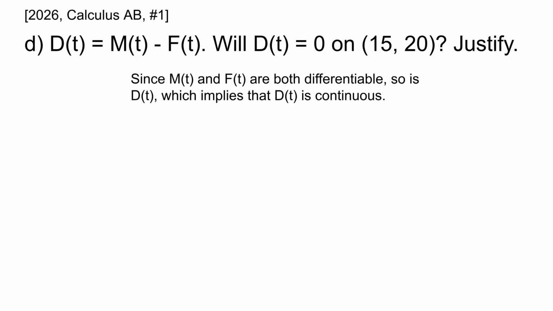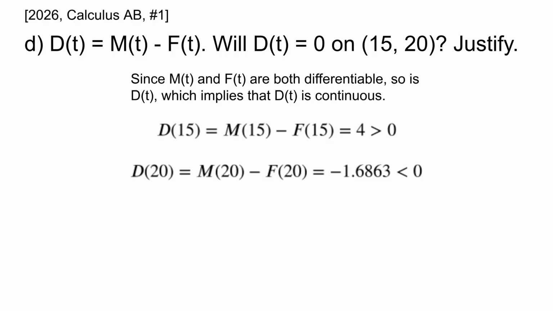To begin, since m of t and f of t are both differentiable functions, we can conclude that d of t is also differentiable, which implies that d of t is continuous. D of 15 is, by definition, m of 15 minus f of 15, which is 4. Note that 4 is positive. D of 20 by definition is m of 20 minus f of 20, which is negative 1.6863, and we note that this is negative.